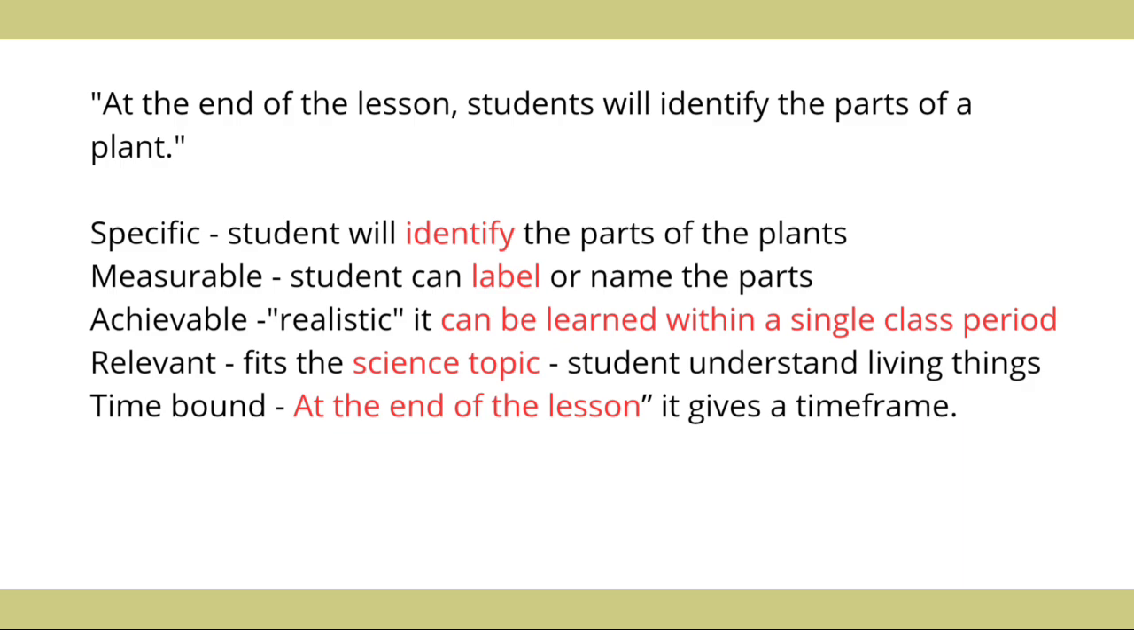M for measurable. The students can label and name the parts of a plant, allowing the teacher to assess their understanding. A for achievable. It is realistic and attainable because the topic is focused on a specific concept that can be learned within a single class period.